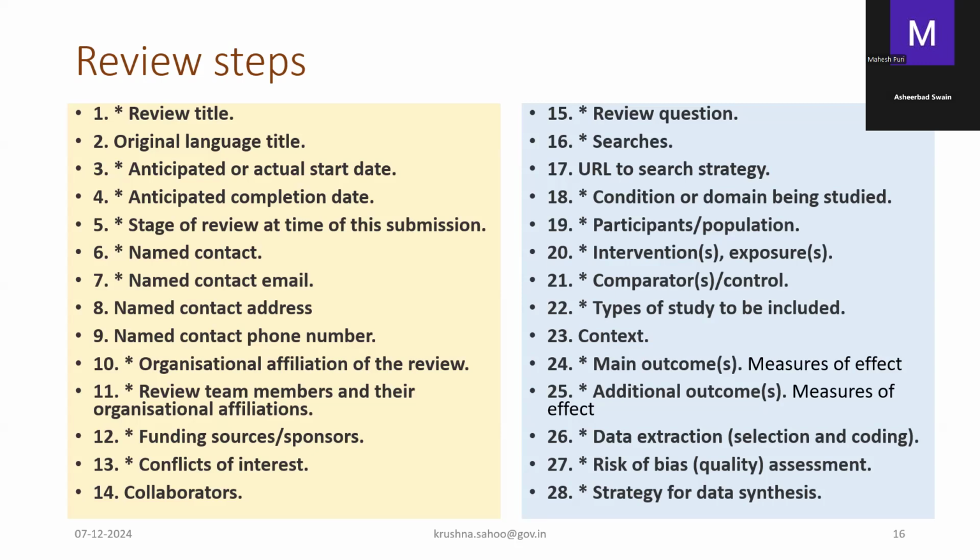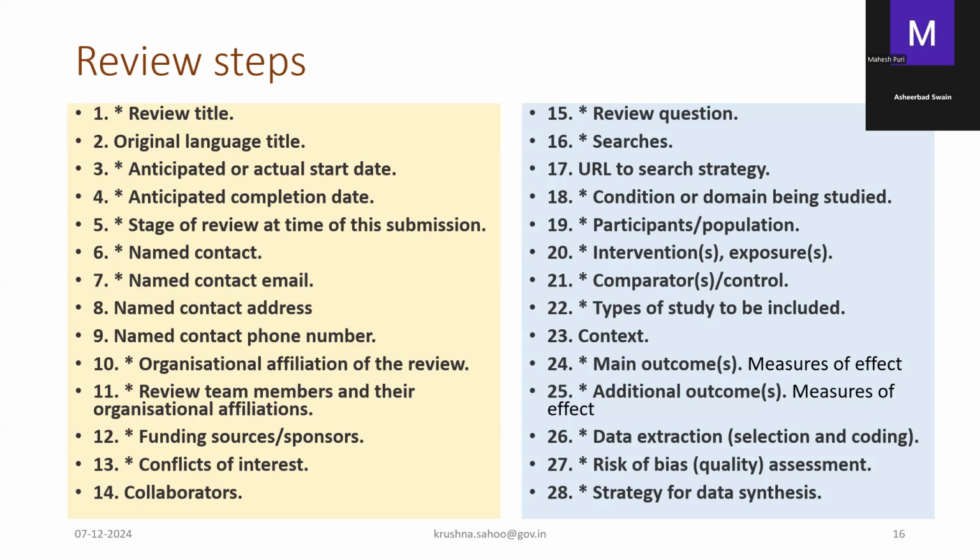Then anticipated or actual start date, then anticipated completion date. Then stage of review at the time of this review submission. Then name of the contact. So when you register, the name of the contact, contact email ID, contact address, contact phone number, original application, review team, these questions number 6 to 10 will automatically be reflected. I'll show you in the practical.